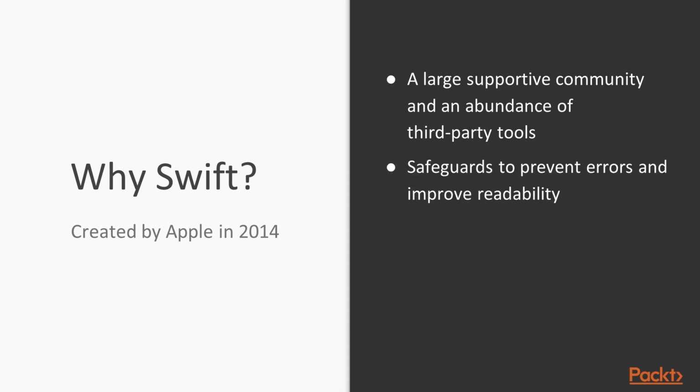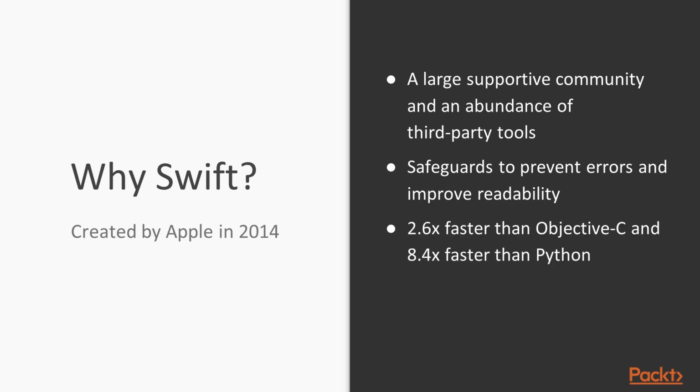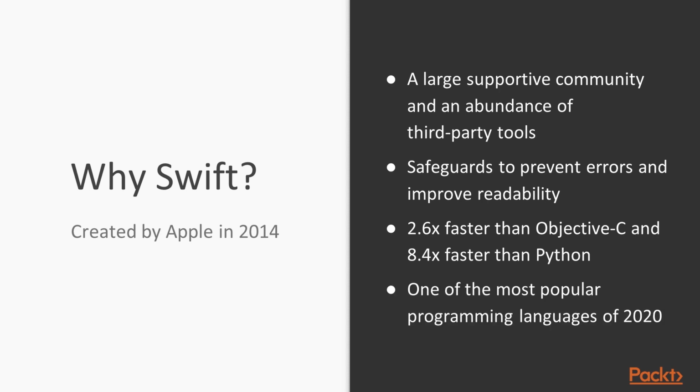This programming language safeguards and prevents errors while improving the readability of your code. As you learn about optionals, you will learn how type inference works. You will learn how exactly the Swift language safeguards you. And of course, it's 2.6 times faster than Objective-C and 8.4 times faster than Python, which is also very popular these days. And if you check the online surveys and research that has been done, you will learn that it is one of the most popular programming languages of 2020.